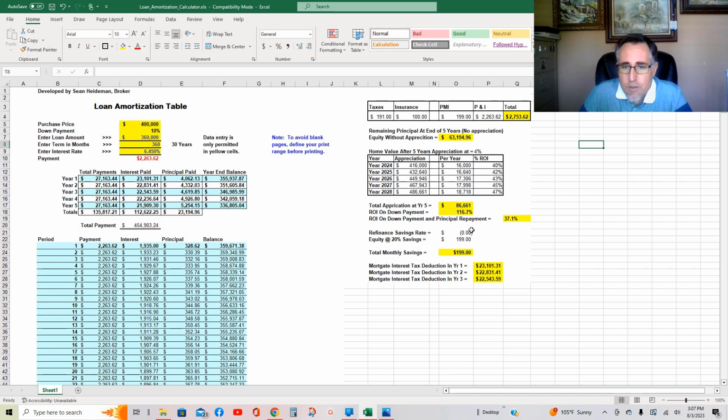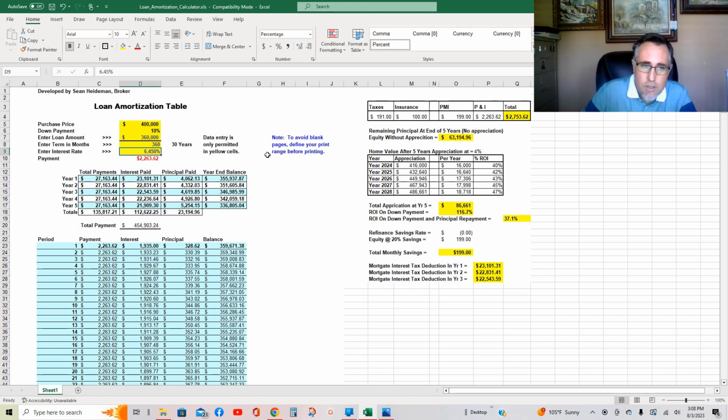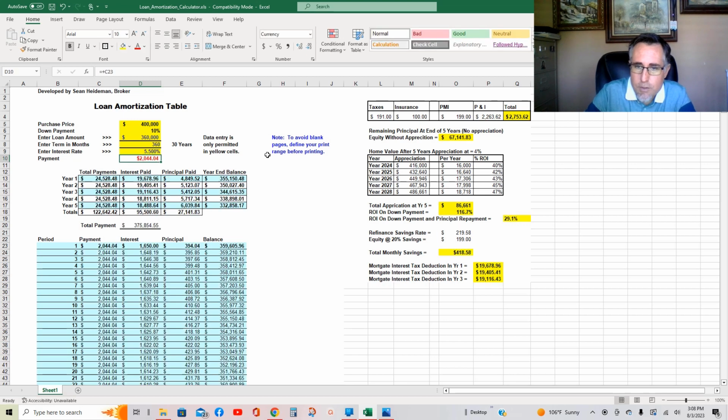So let's say that at the end of 5 years, mortgage rates decreased. So let's change this to 5.5%. So that would decrease your principal and interest payment by $219.58. And with the appreciation, let's say that you have 20% in equity in the home now, so then your PMI would drop off. So that's a total savings of $418.58 that you would have by refinancing the mortgage.